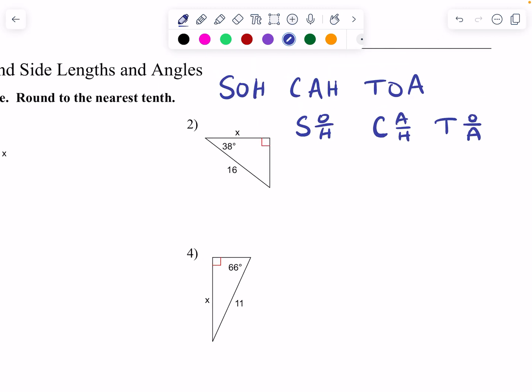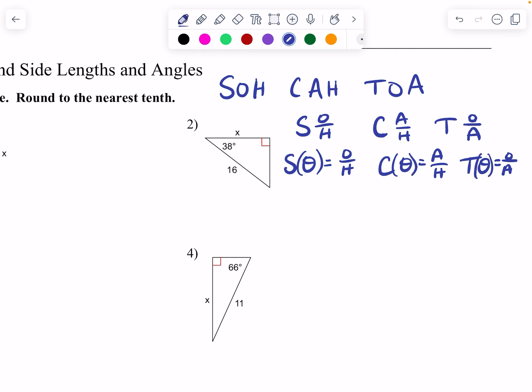So we're going to use SOHCAHTOA to set up an equation. It's always the trig of an angle equals the ratio. You can think about it like the sine of an angle equals O over H, or the cosine of an angle is A over H, or the tangent of an angle is O over A. However you want to do that. And this angle is going to be in parentheses.